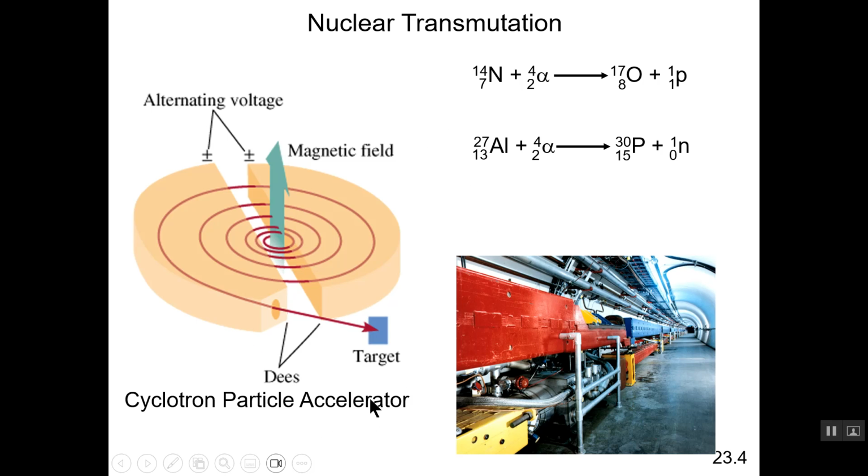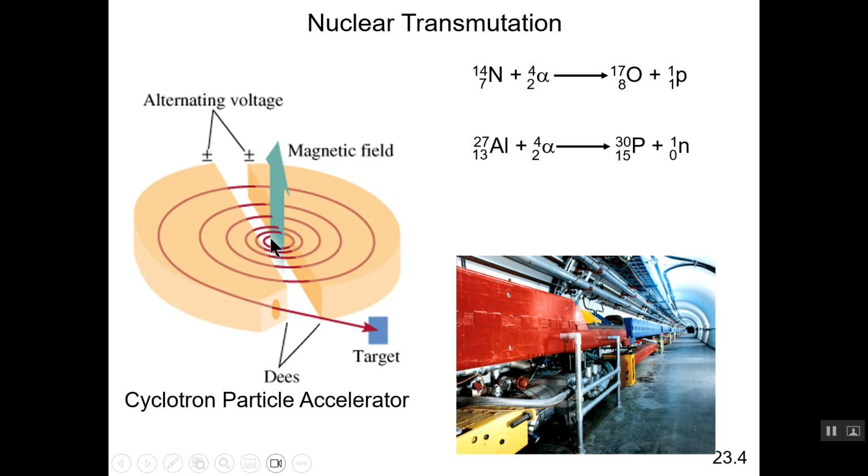What you're going to have is your target here. Your target will contain the nucleus that will undergo the bombardment, right? Now, these two disc shaped objects are called Ds, and they're actually electrodes, connected to an external circuit, right? The thing about this setup, however, is that the voltage between these two Ds is alternating. In other words, at one instant, this will be negative and this will be positive, and then the next instant, the polarity will be reversed, right?